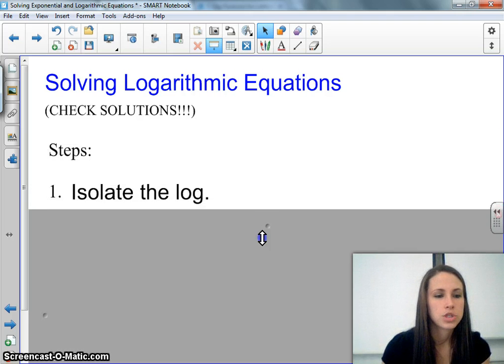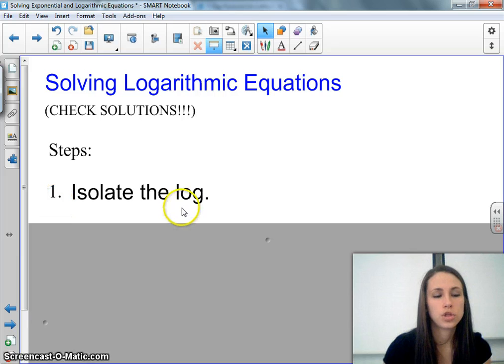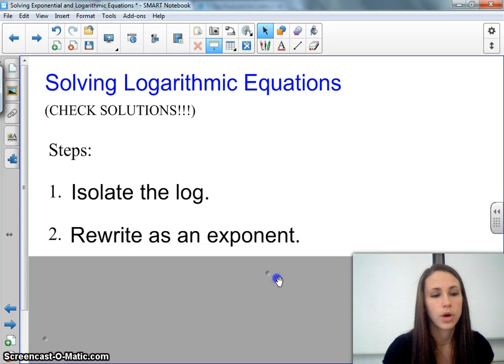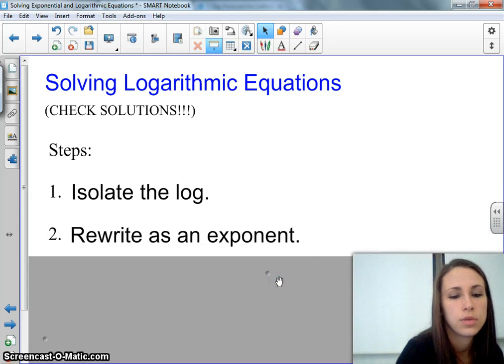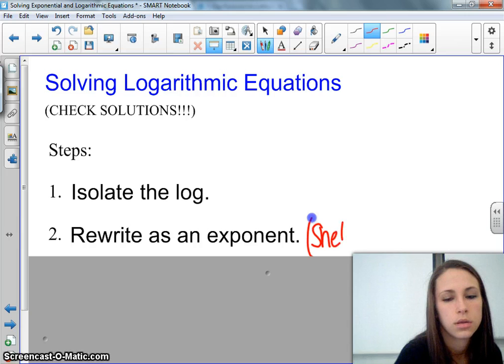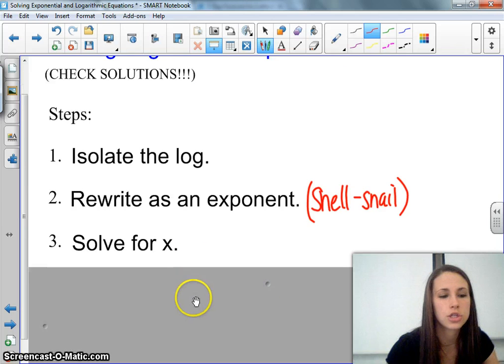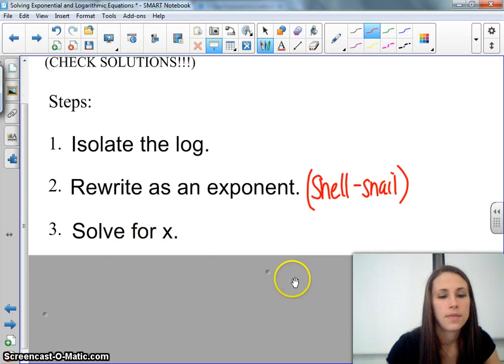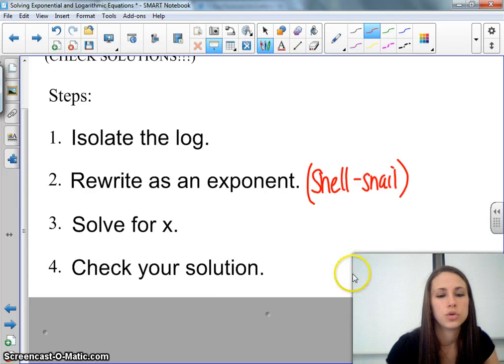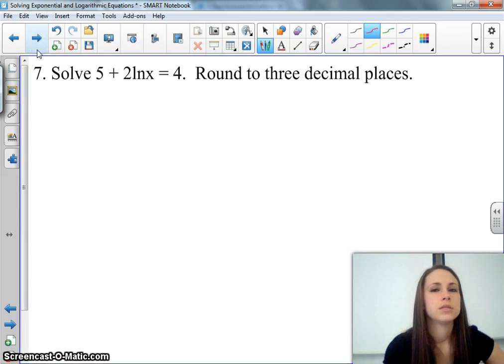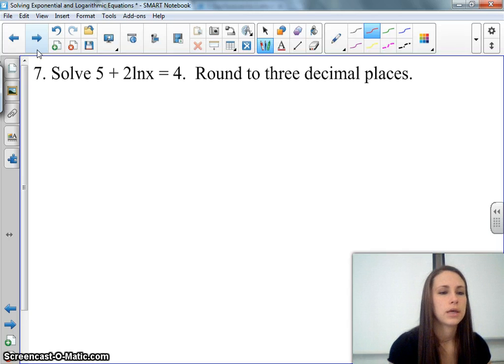to check that. So the first thing you need to do is get the log by itself, just like you need to get the exponent by itself. The second thing you need to do is rewrite your log as an exponent, and this is with your shell snail. And then third, you're going to solve for x. And the fourth thing is to check your solution.